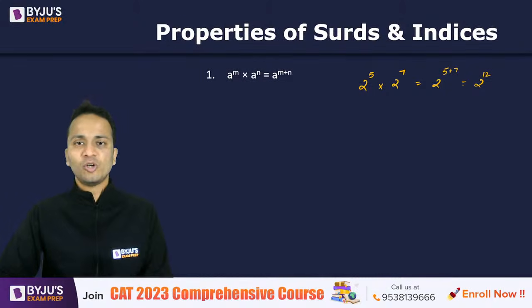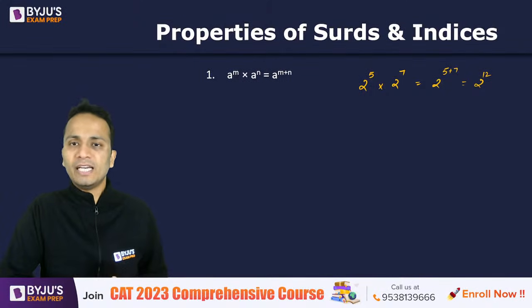All right. So this is the basic property of surds and indices, right?